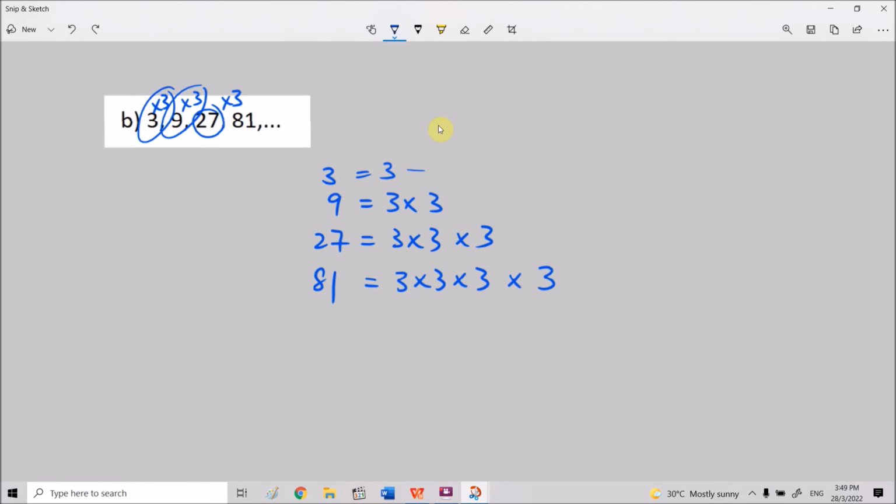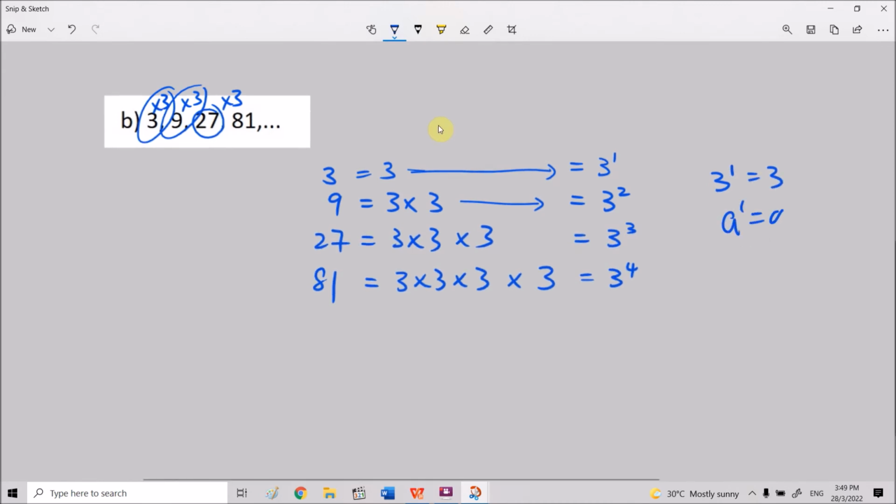Last year in mathematics Form 1, you have learned that when 3 times 3, you can write this as 3 squared. If 3 times 3 times 3, you can write this as 3 cubed. Hence, here you have four 3s, so you can write this as 3 to the power of 4. Now back to the first one here, you can write this as 3 to the power of 1. Okay, remember any number to the power of 1 is always the number itself. A to the power of 1 is A, 5 to the power of 1 is 5.